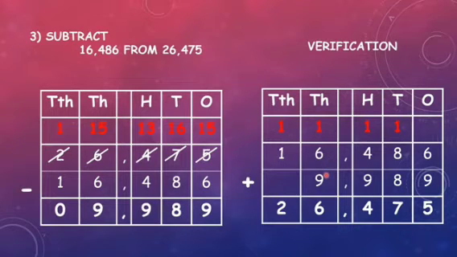So 1 plus 6 plus 9 is 16. 6 here and 1 carried. 1 plus 1 is 2. So I get the sum as 26,475. So this has to be equal to the minuend that I have taken. So it is the same value, correct? So the problem is right.